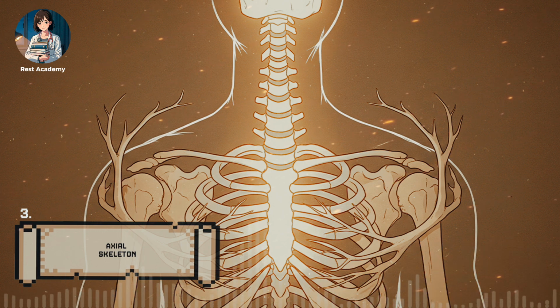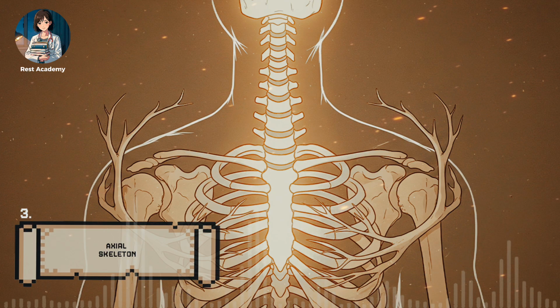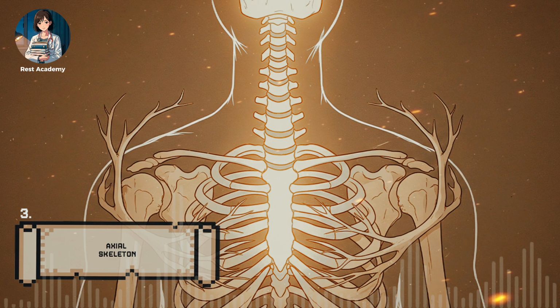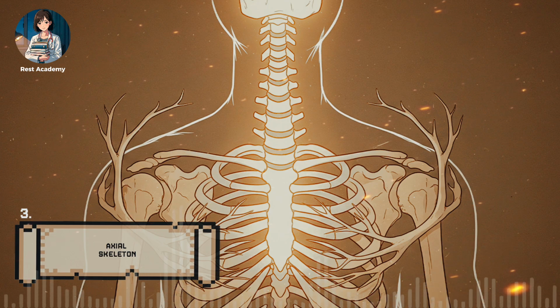Load paths integrate skull, column, and cage. In quiet standing, skull weight descends through the occipital condyles to the atlas and axis, continues through cervical and thoracic bodies, disperses across lordotic and kyphotic arcs, and reaches the lumbosacral junction, where sacral wedge geometry turns vertical load into diagonal forces that the pelvis receives.